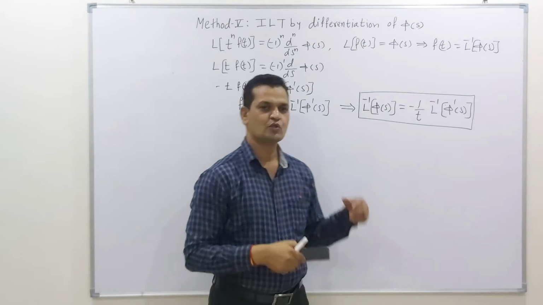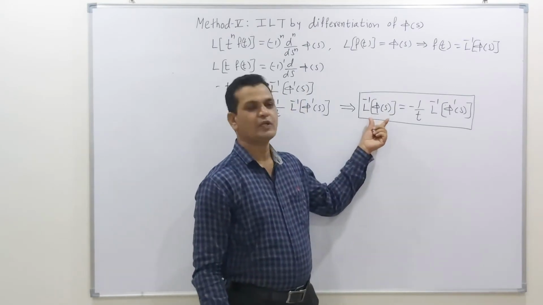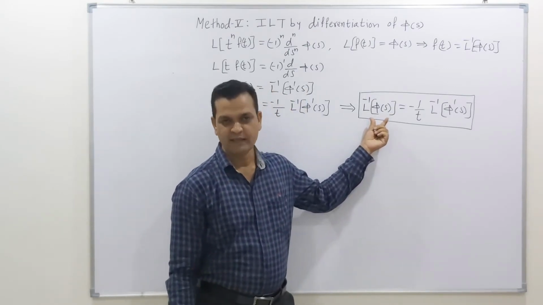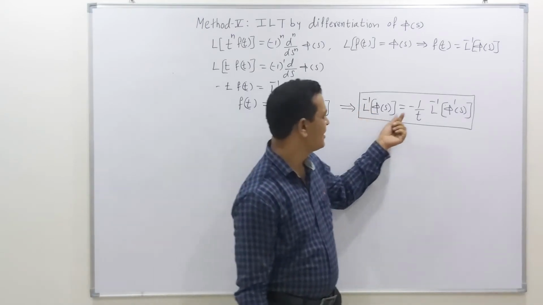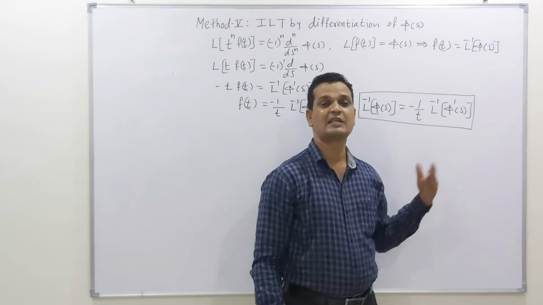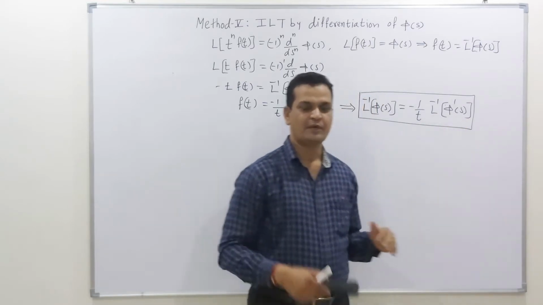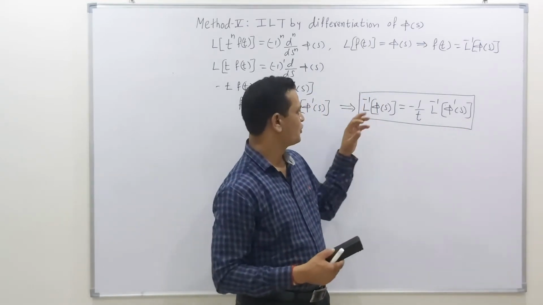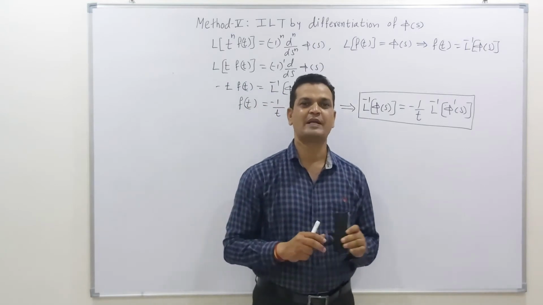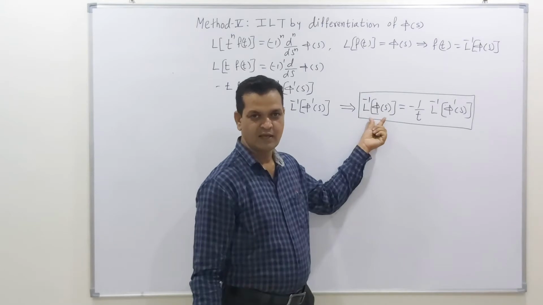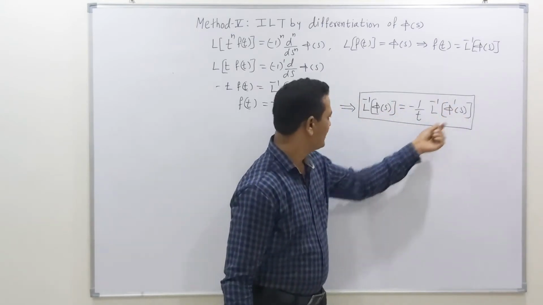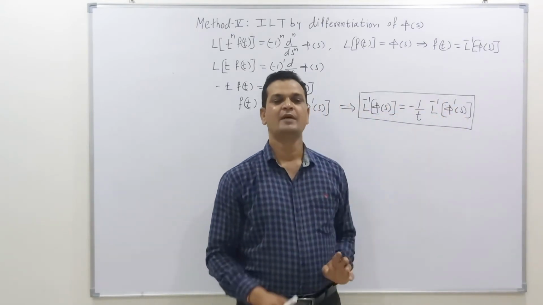So how do we apply this formula? Denote the given example by the term phi of s. Now to find its inverse Laplace transformation, we use minus 1 upon t into the inverse Laplace transformation of phi dash of s. So once again, to find the inverse Laplace transformation by differentiation of phi of s, denote the given example by phi of s, find its derivative, apply this formula, and we will reach the answer.